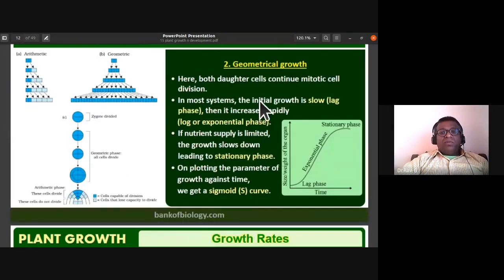So in geometrical growth, both daughter cells continue mitotic cell division. Whereas arithmetic growth is where only one cell undergoes further division, and the others are all going to mature.